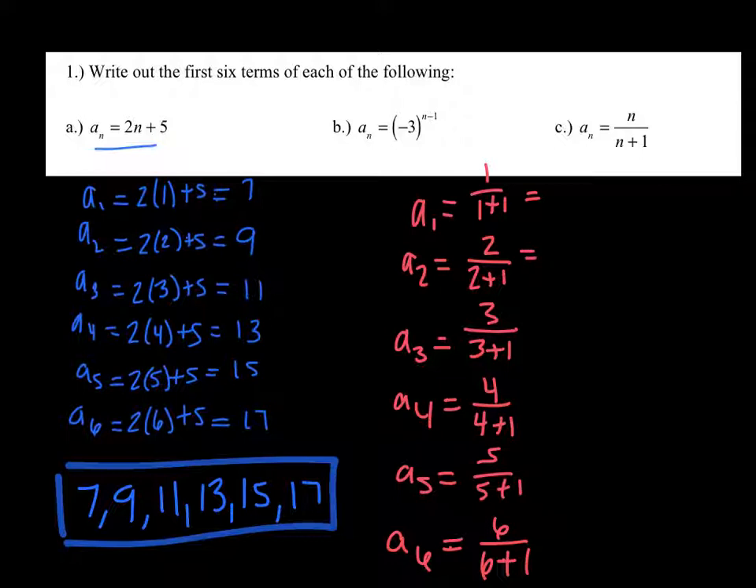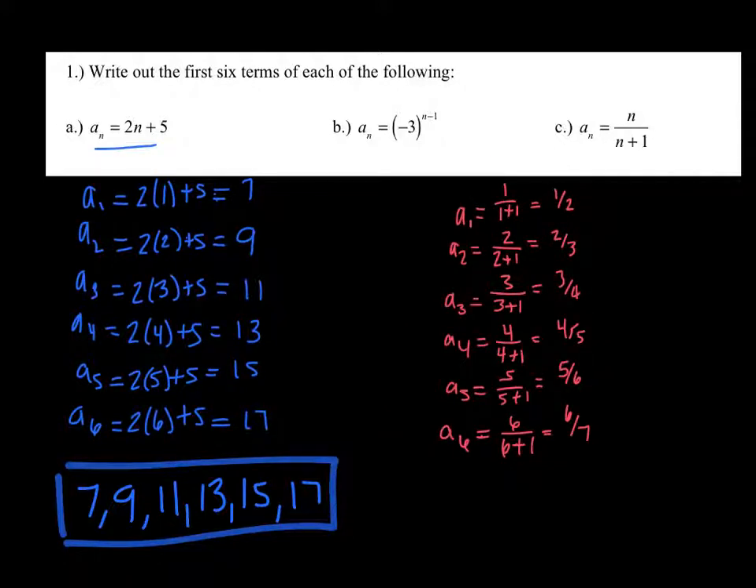So, to find your first 6 terms, 1 over 1 plus 1 is a half. 2 plus 1 is 3, so 2 thirds, 3 fourths, and then 4 fifths, 5 sixths, and 6 sevenths.